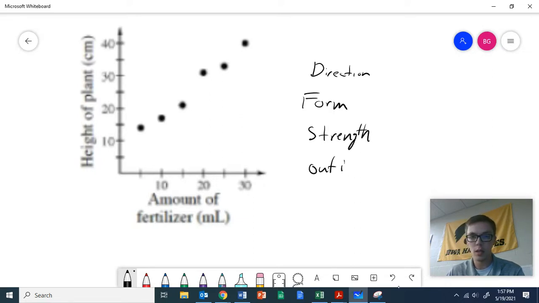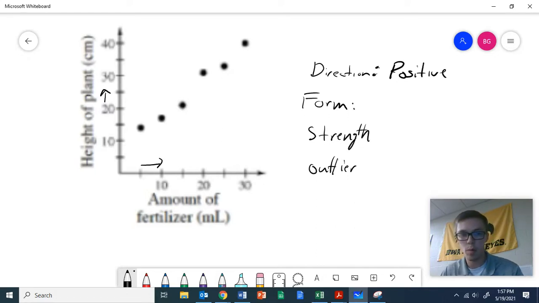First, what do you think the direction would be? Well, our direction for this one, it looks like it's getting taller. As the amount of fertilizer increases on the x-axis, the height of the plant is also increasing. So this direction here is going to be positive.